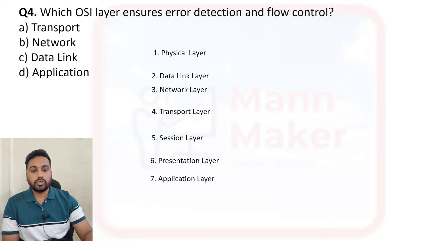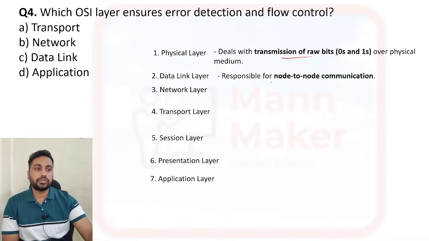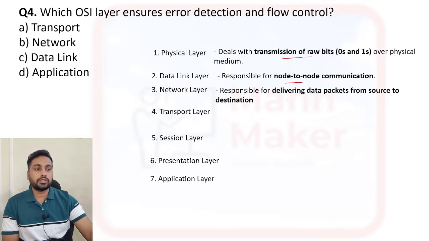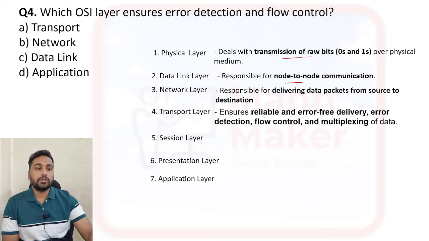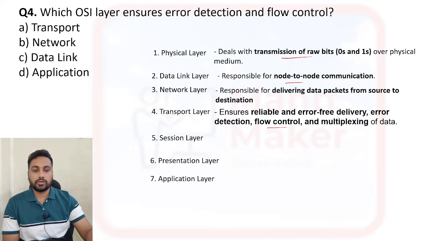If we talk about the physical layer, it deals with transmission of raw bits over a physical medium. Then the data link layer is responsible for node to node communication. The network layer is responsible for delivering data packets from source to destination, and the transport layer ensures reliable and error-free delivery, error detection, flow control, and multiplexing of data. These are the functions of the transport layer.